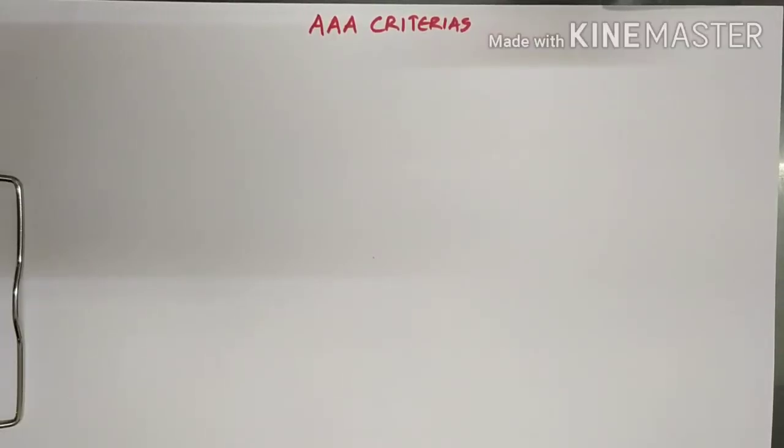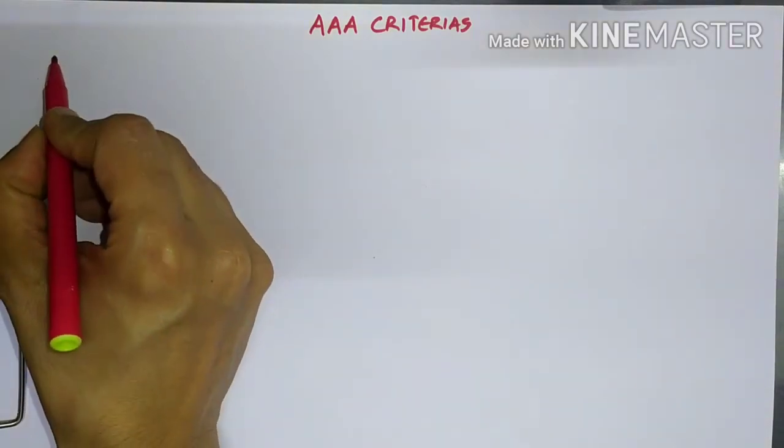So today's topic is AAA criteria. This is angle criteria, and this criteria actually means that if I have two triangles and I need to prove that the two triangles are similar, then that can be proved by proving that all the angles of one triangle are equal to the corresponding angles of another triangle. So I'll just write down the statement and I'll draw a figure.